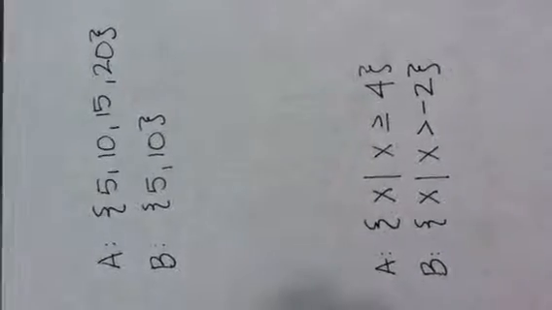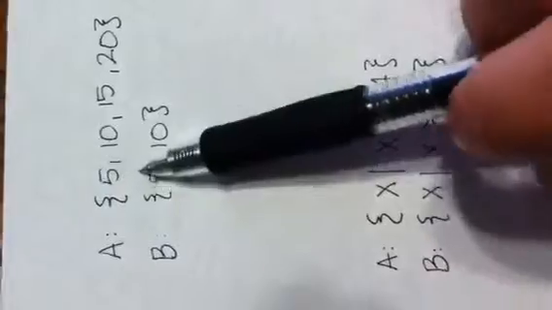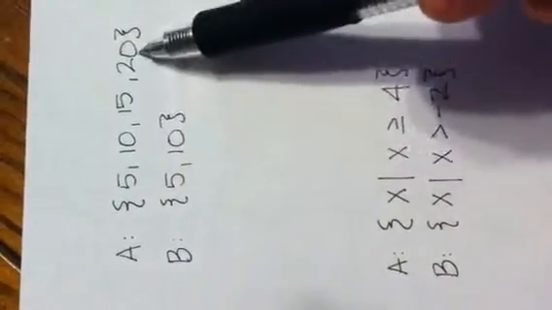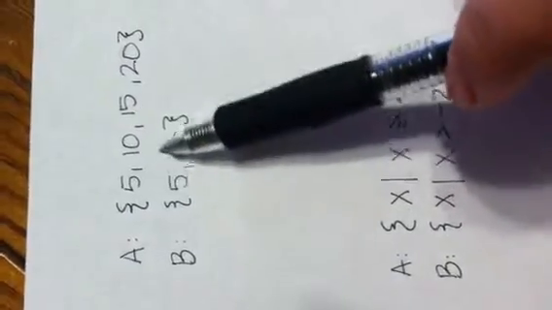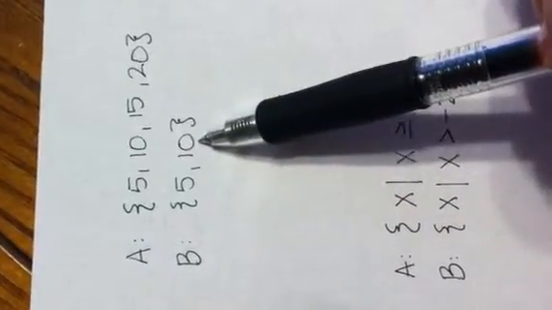Today in Algebra I, we talked about sets, set notation, and subsets. Here I've got two sets, A and B. These are in roster form. A roster form is simply a list of all the elements. So in A I have 5, 10, 15, and 20. In B I have 5 and 10.